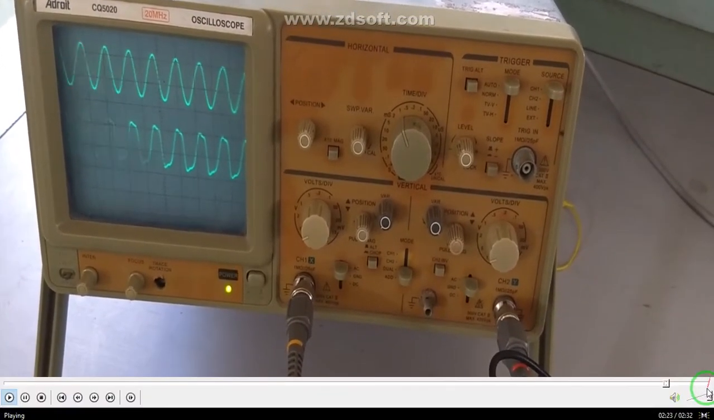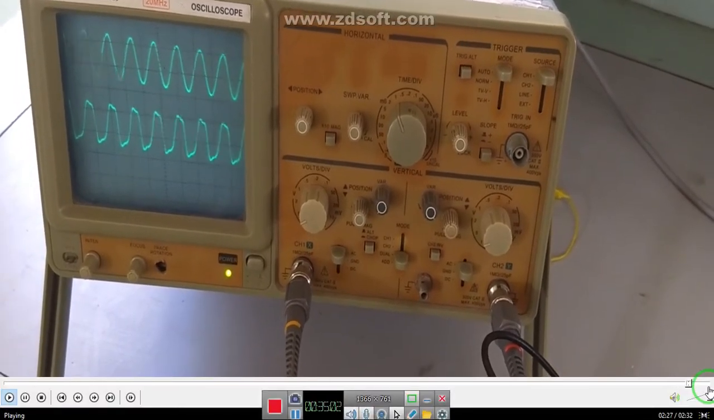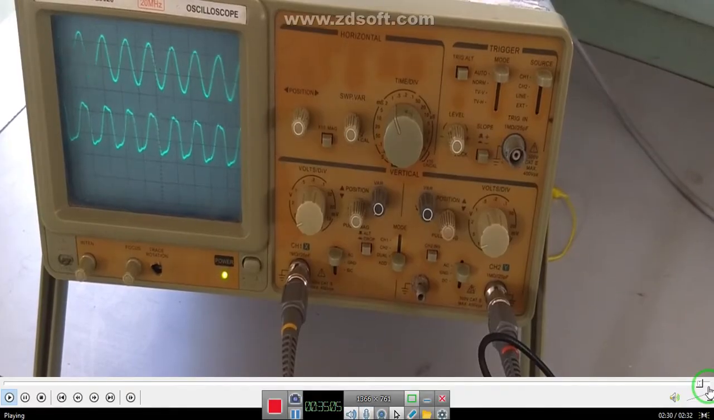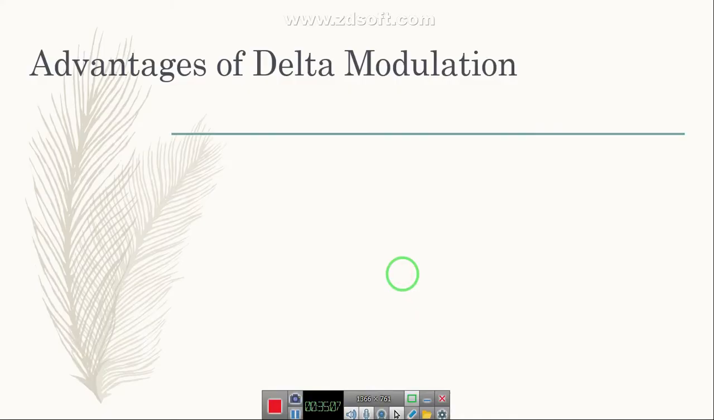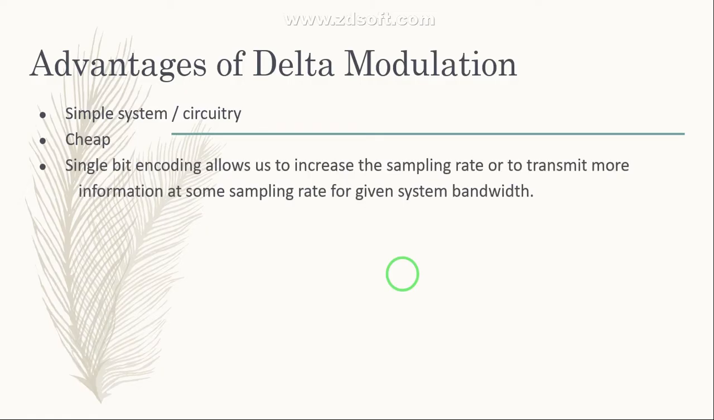So guys, it is all about the output of your study of the DM system. Now we are going to see the advantages of the delta modulation system. It is very simple to implement, also very cheap, cost effective. And since we use single bit encoding, it increases the sampling rate and transmits more information at some sampling rate for a given system bandwidth.